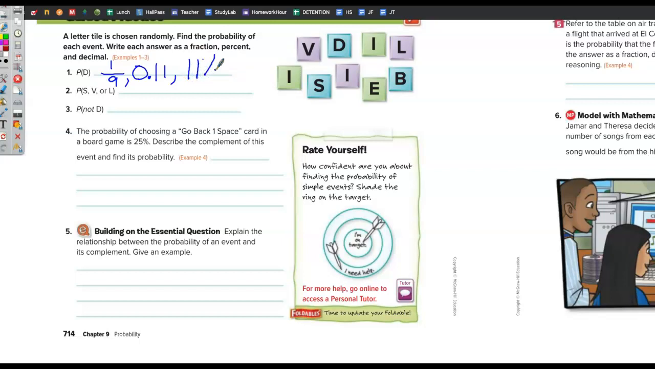Abby D, how many options for number 2 do you have that are S, V, or L? 3, right? Because we have 1 V, 1 S, and 1 L, so there's 3 out of how many? 9. But Jada says that can be simplified. What do you want to simplify by? 3. So Jada, what would I get? 1/3.